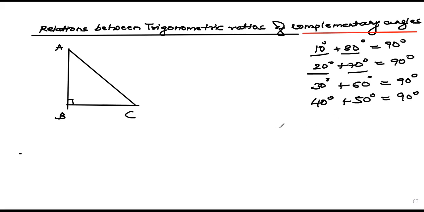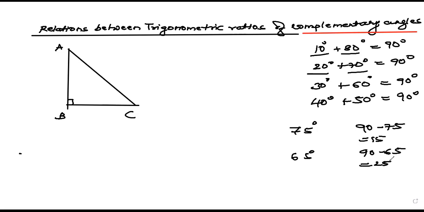Any acute angle, say 75 degrees, how will we find its complement? To find the complement, just do 90 minus 75, and you get 15. Now we can see 75 and 15 are complementary angles. Similarly, 90 minus 65, how much is it? 25 degrees. So 65 and 25 are complementary angles.